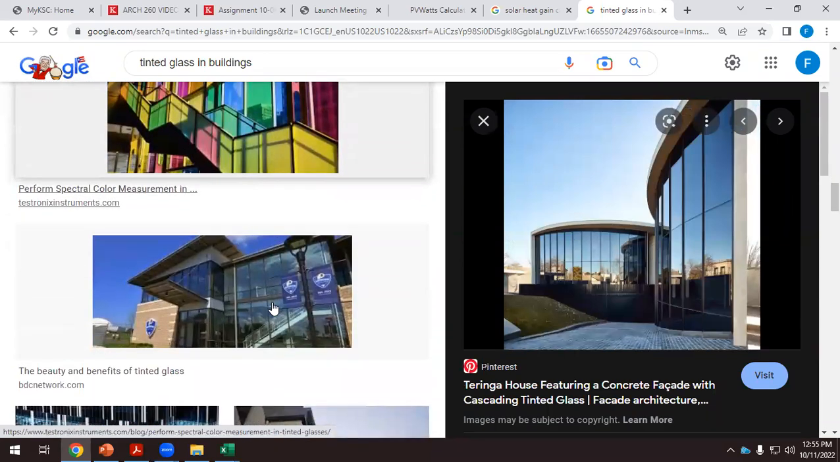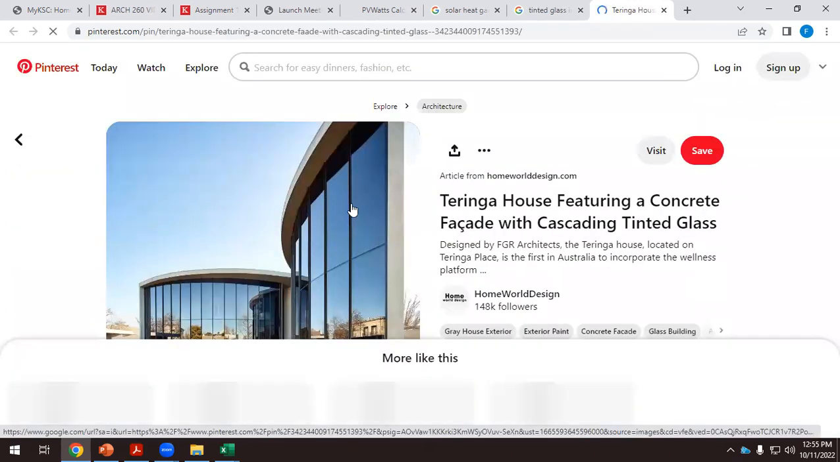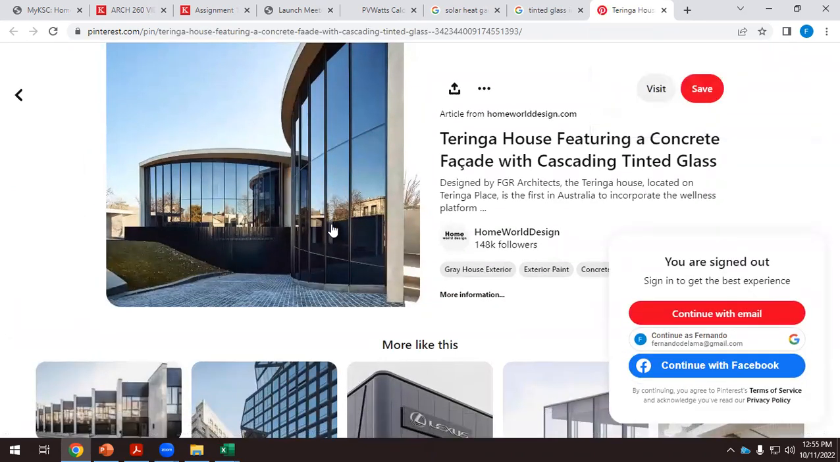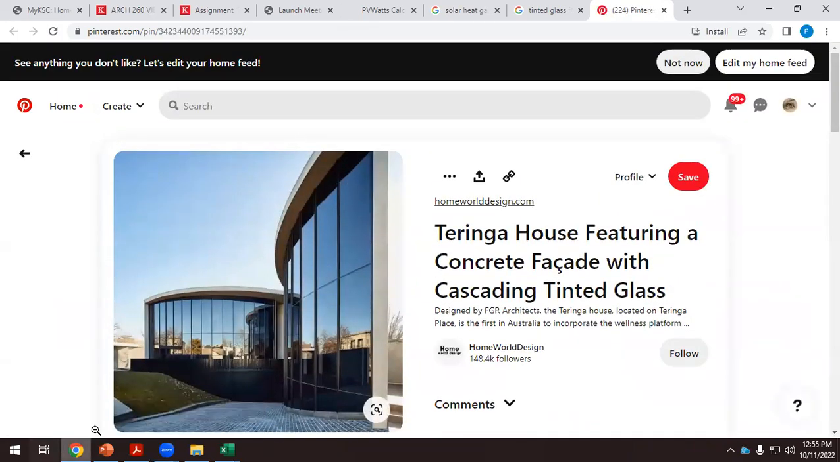So when we have a transparent glass like this, the solar heat gain coefficient is around 0.7, 0.8. So only 70 or 80% of the solar radiation enters the building. If we have glasses like this, like mirrors, the solar heat gain coefficient can be 0.2, 0.3, only 20 or 30% of the light enters the building. Okay, so we have to keep that in mind.